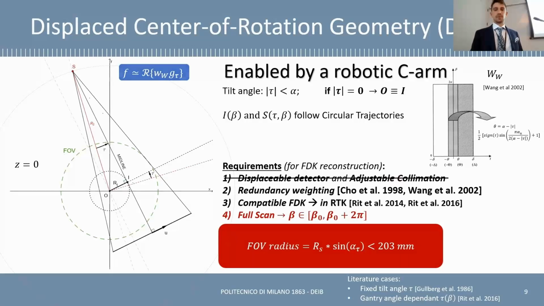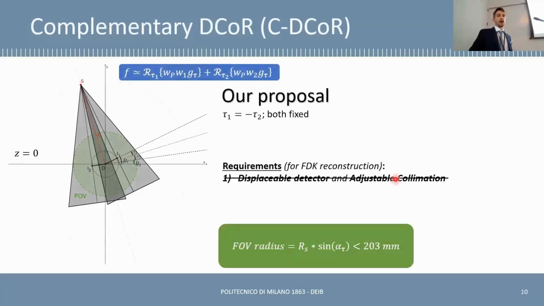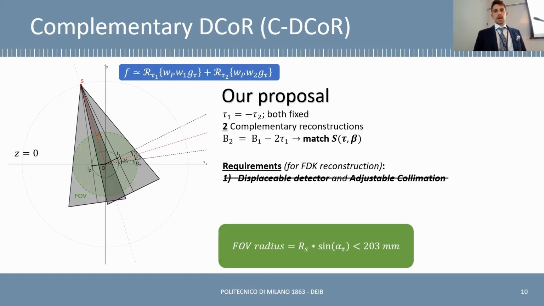So we arrive at our proposal finally. Our proposal is to do what's called a complementary displaced center of rotation acquisition, meaning that we want to combine two displaced center of rotation acquisitions that have equal and opposite tilt. And we do it so that the source traverses the same arc of trajectory.